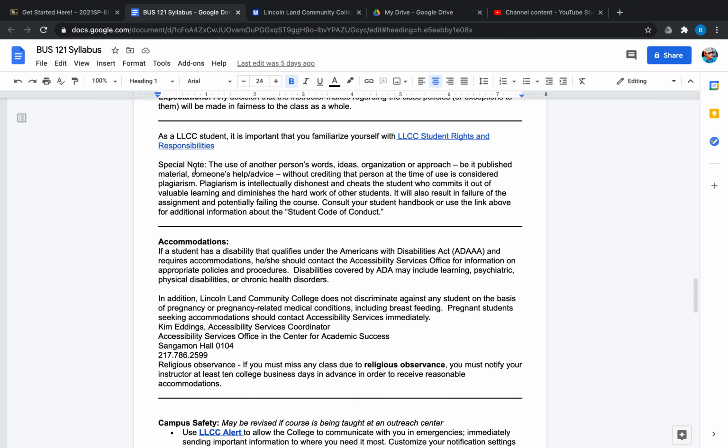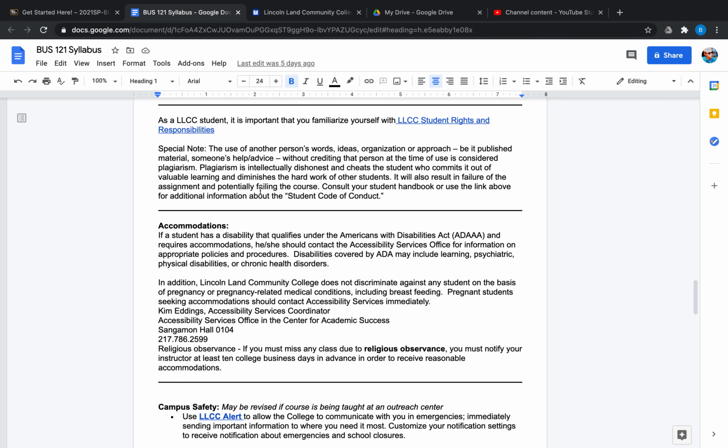One of the things as an LLCC student, it's important to familiarize yourself with the LLCC students' rights and responsibilities. Just make sure that you're going out there and understanding that. The one thing I do want to highlight on this is plagiarism. Plagiarism is a very big deal, not only at Lincoln Land, but any institution, so I would highly recommend familiarizing yourself on what exactly plagiarism is, and just flat out don't do it, because it can lead to failed attempts at assignments if you are found plagiarizing, and even in some cases it can lead to expulsion.